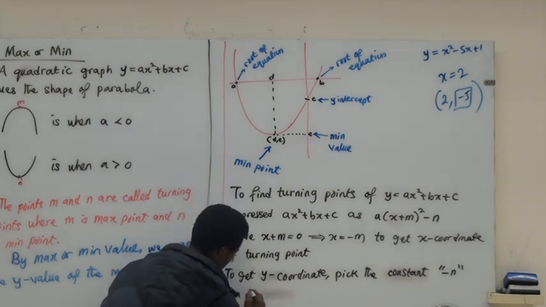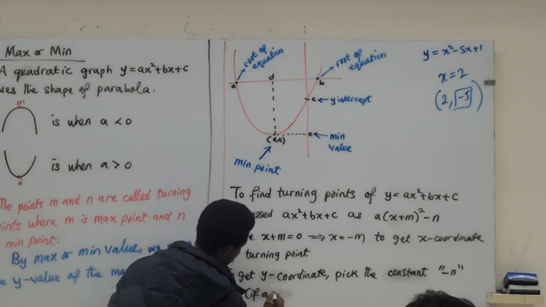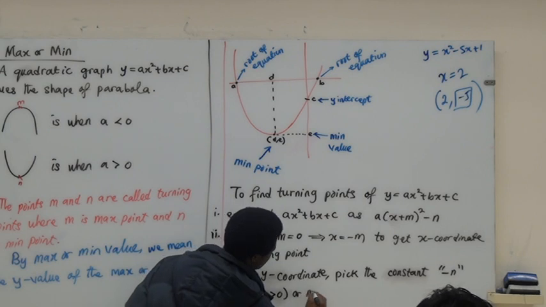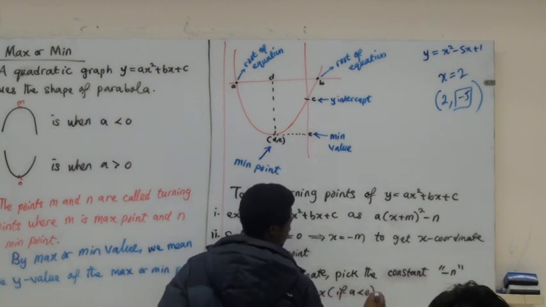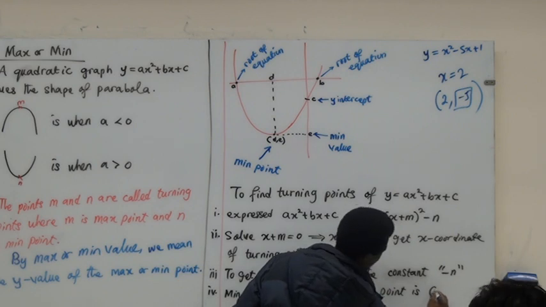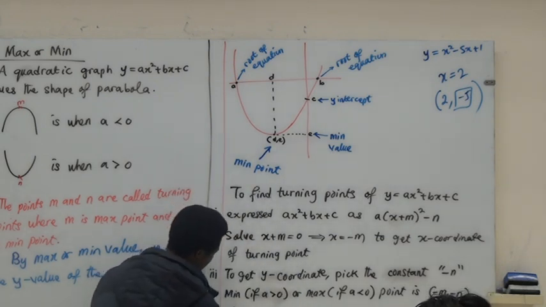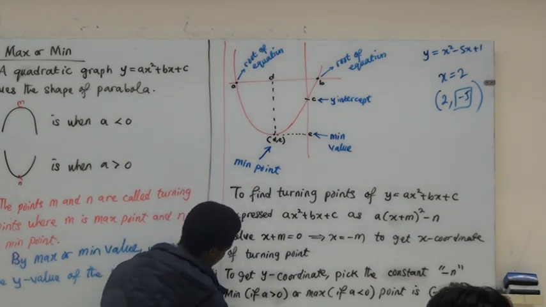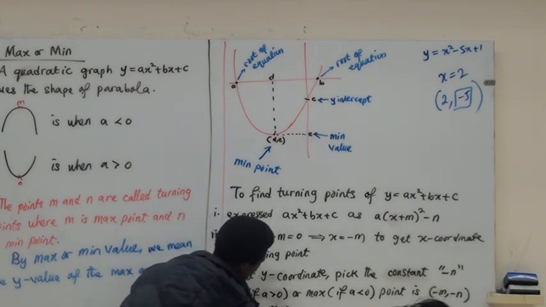Okay, let me put it this way, minimum if a is greater than 0, right? Or maximum if a is less than 0. The point is what? It's going to be negative m, right? Negative n. That's the minimum or maximum point. Then the minimum or maximum value will be what? Negative n.